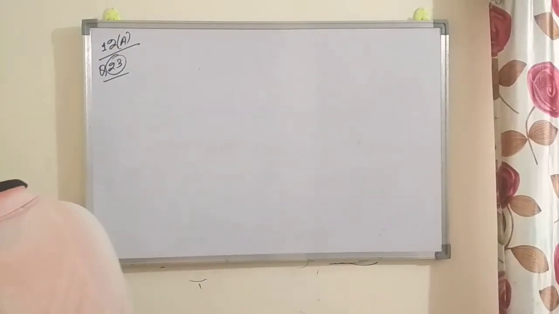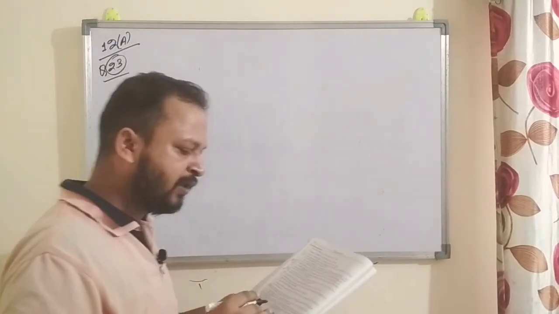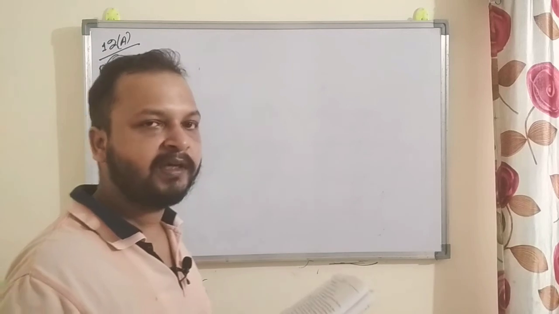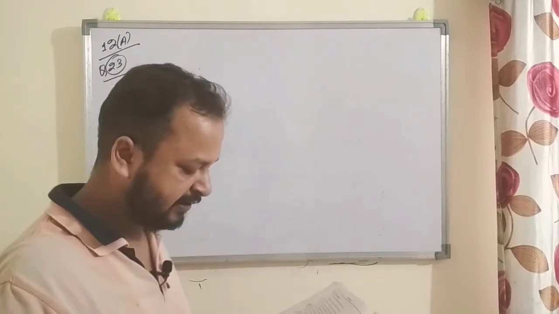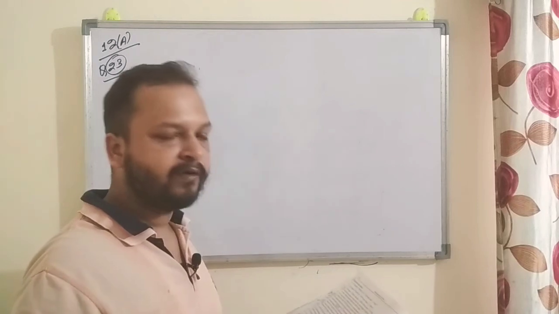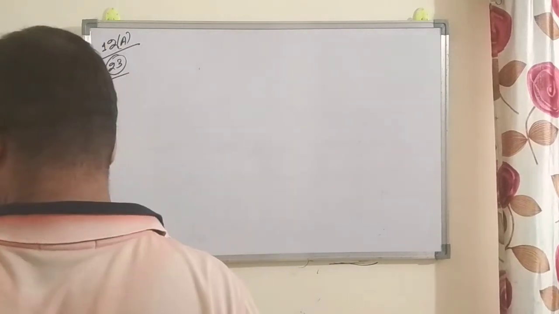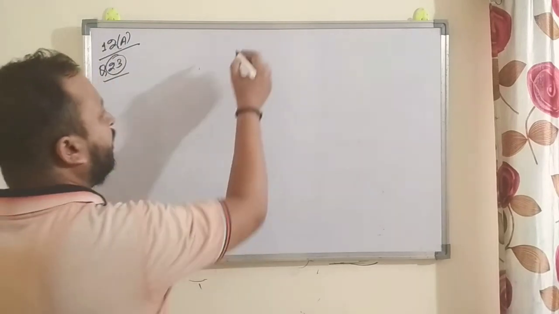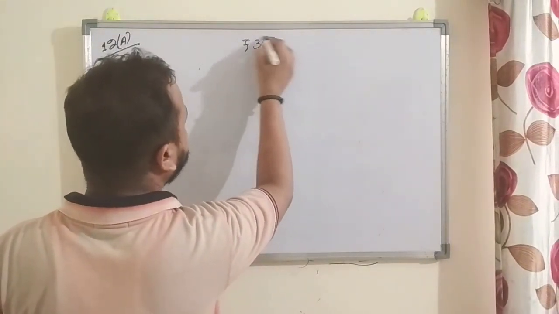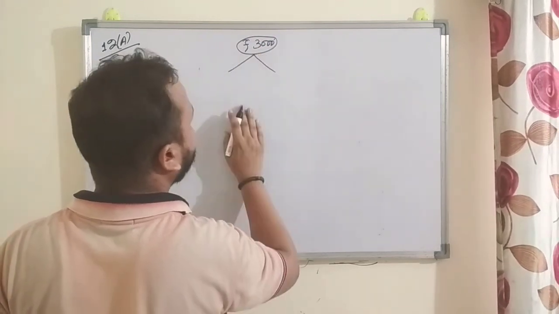Question number 24 is saying divide 3000 rupees into 2 such parts so that simple interest on the first part for 4 years at 8% rate of interest is equal to the simple interest on the second part for 2 years at 9% rate of interest per annum. So 3000 rupees is there. So this is the principal amount, right? This is divided into 2 parts.